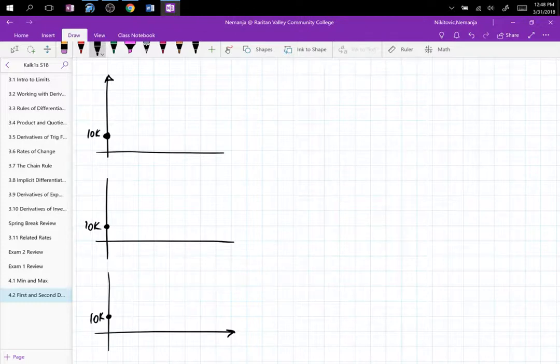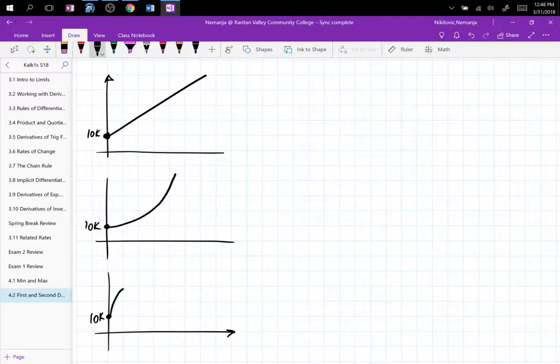And I'm going to give you this, this, and this. This axis is time, and the y-axis is money.